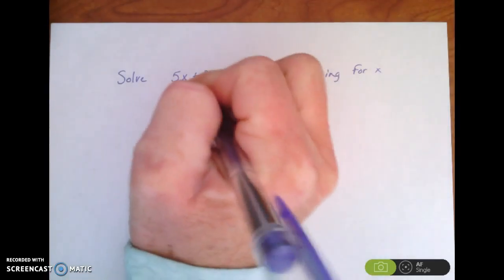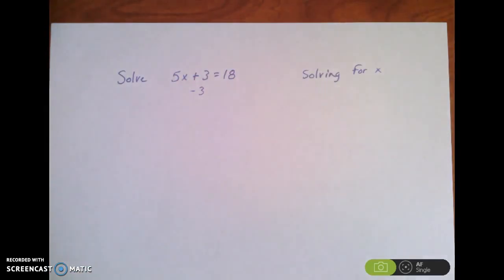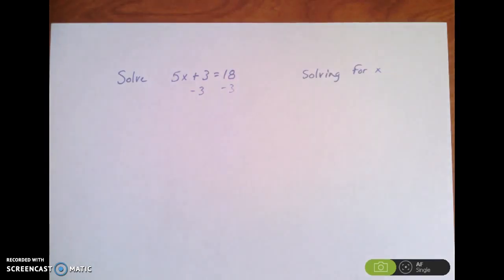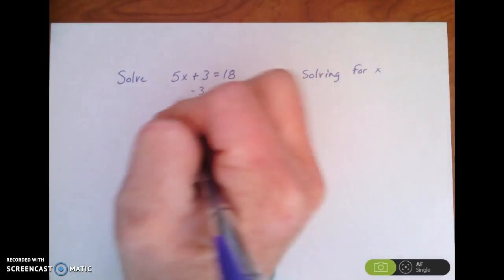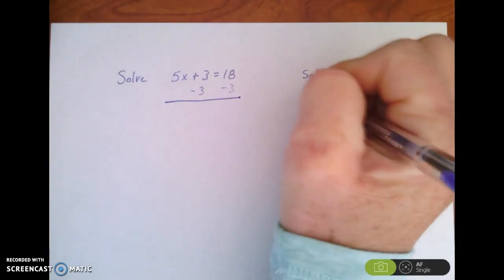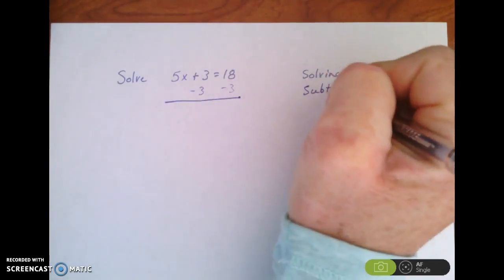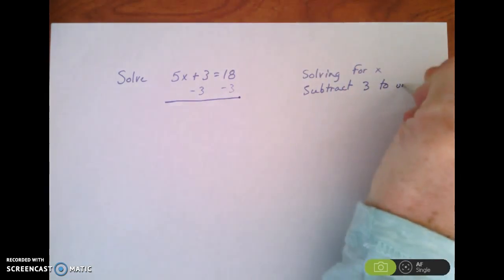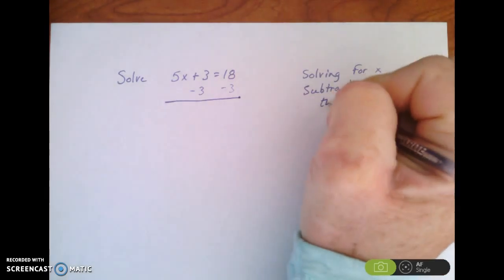And we're going to subtract 3 from the left side of the equation. But what we do to one side of the equation, we have to do to the other when we are solving. So I'm also going to subtract 3 from the right side. So we subtract 3 to undo the addition.